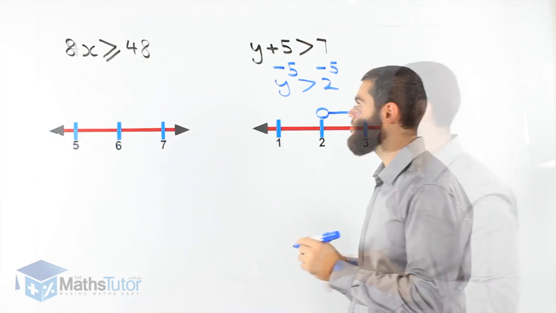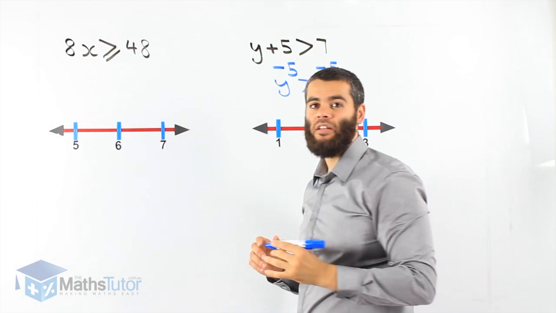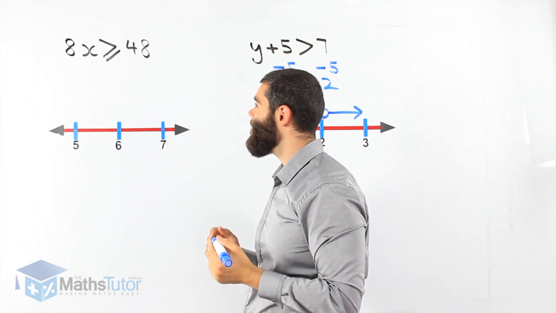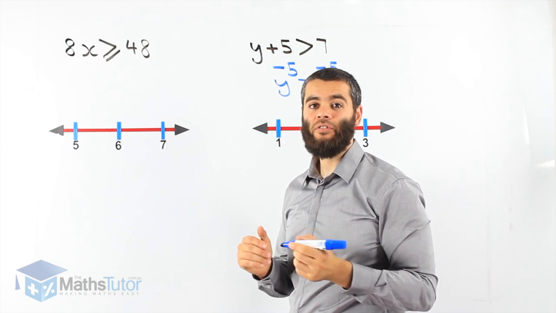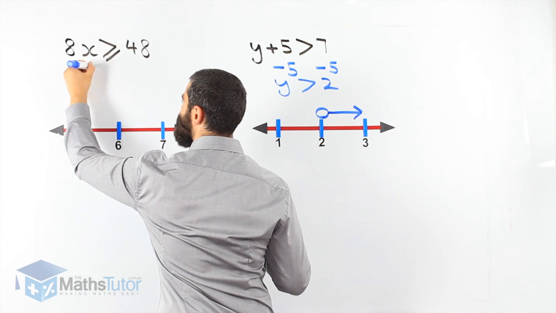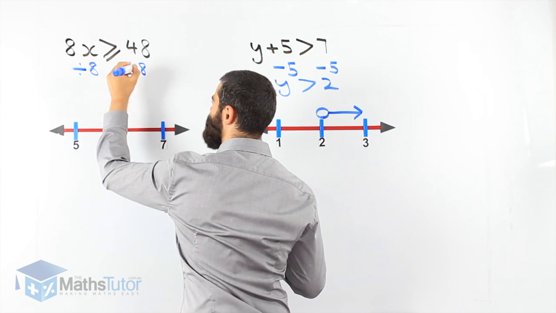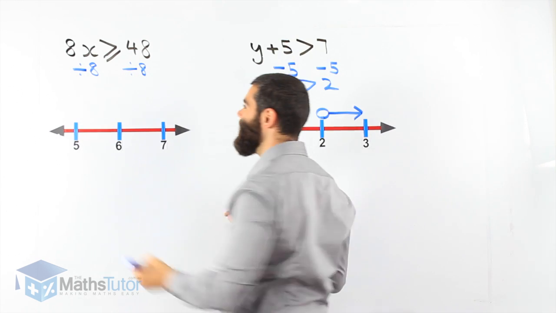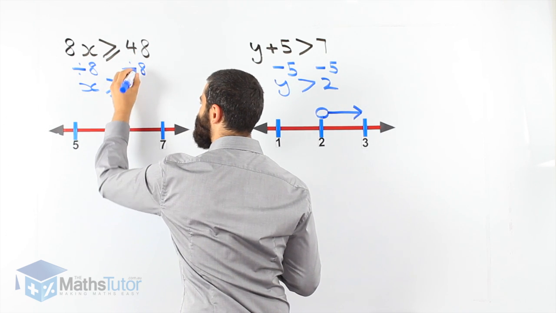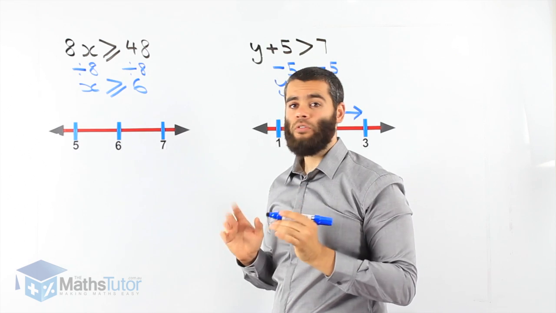Let's do another one. 8x is greater than or equal to 48. So what do we do here? Again, we are asked to solve and then graph. We're going to solve it simply by dividing by 8. And what we do to one side, we do to the other side. Divide by 8. 8 divided by 8 is 1. 1x is greater than or equal to 48 divided by 8, which is 6. So x is greater than or equal to 6.